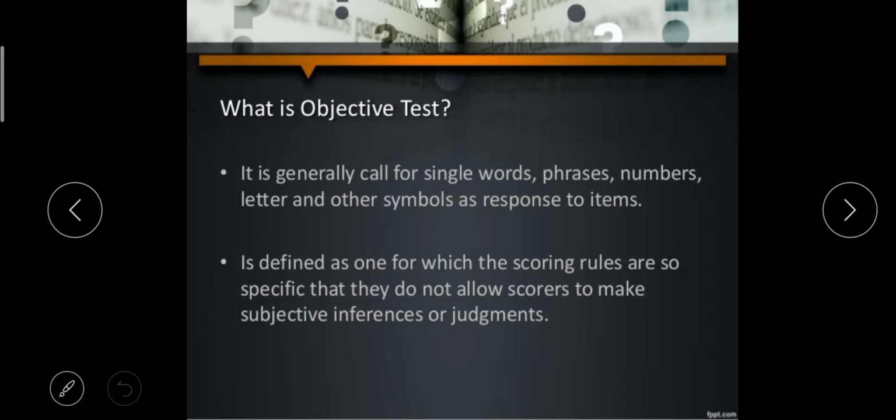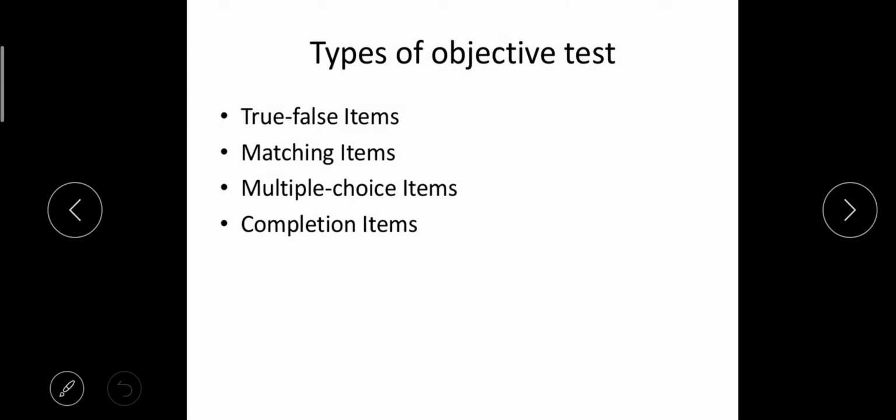See, in this case scoring is very easy because we know the answer. If the answer is 2, and you are not writing 2, it is wrong. So for everyone there is an equal chance, there is no chance of partiality. The types of objective tests are true false, matching items, multiple choice, and completion items. So there are 4 types of objective test.